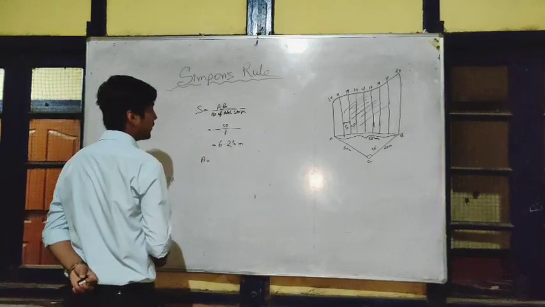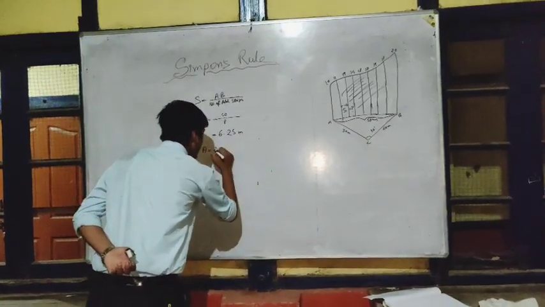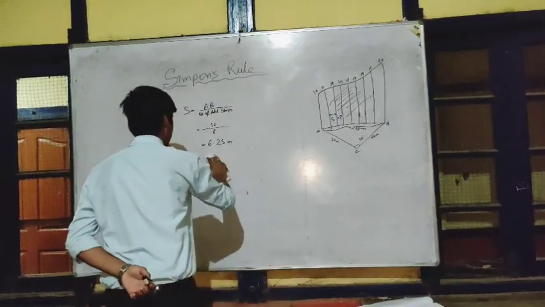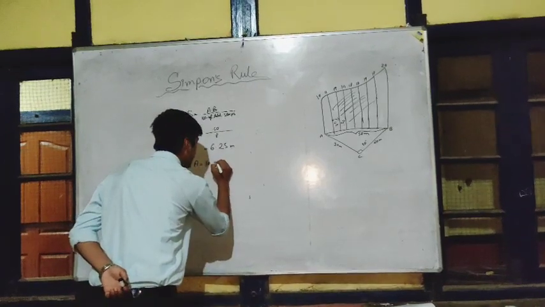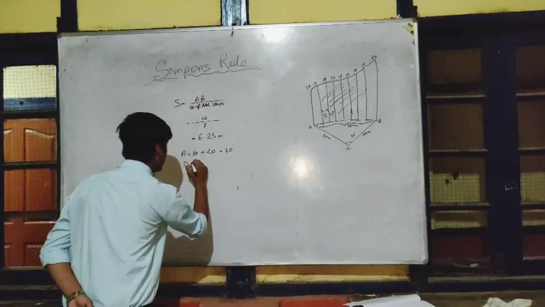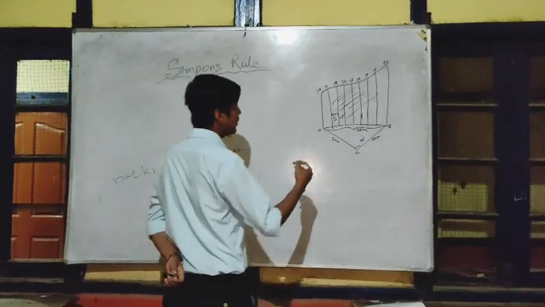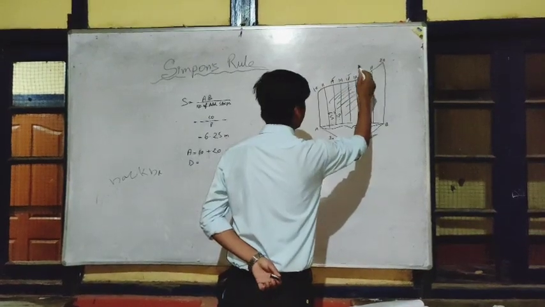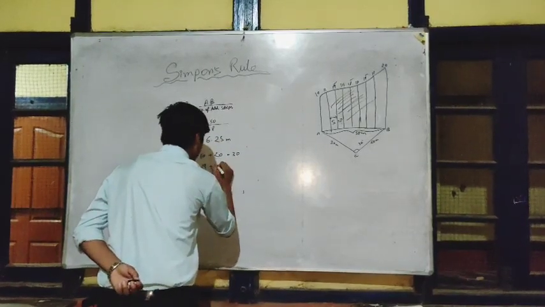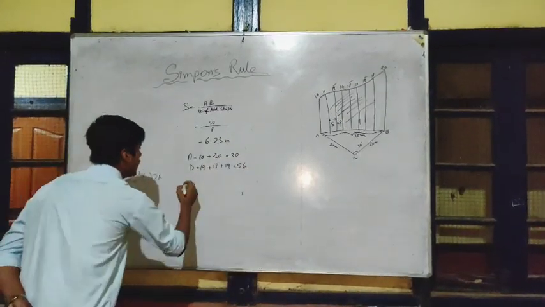Here A means the sum of the first and last ordinates. Here the first is 10 and the last is 20, so we have to add it. D means the sum of all the odd ordinates. Here the odd ordinates are 19, 18, and 19. It will be 56.